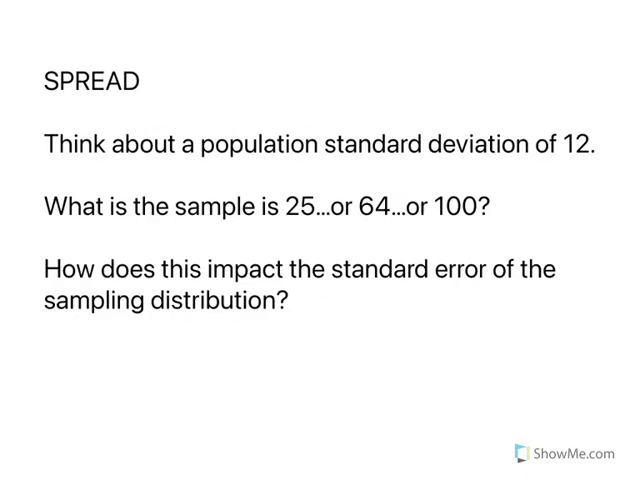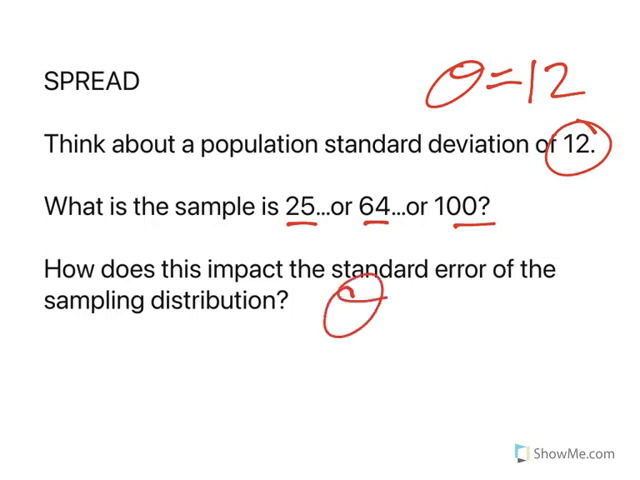And the spread, let's talk about the standard deviation. So I want to do an example here. First, let's talk about the population standard deviation, and let's say it's 12. So sigma is 12. So what if the sample is 25 or 64 or 100? And how does this impact the standard error of the sampling distribution, or sigma sub x bar? So we're going to do 3 examples, 1, 2, and 3, of different sample sizes, n, so that we can see how that changes if the population standard deviation is 12.